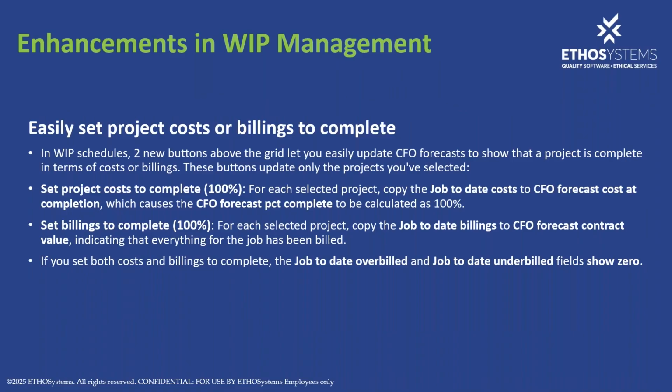So they also just added 2 new buttons above the grid to let you easily update CFO forecast to show that a project is complete in terms of cost or billings. And when it does that, if you set both to complete, job to date, overbilled, and underbilled, it'll show a 0 now. Previously, it didn't do that for us. So that's kind of nice, right?